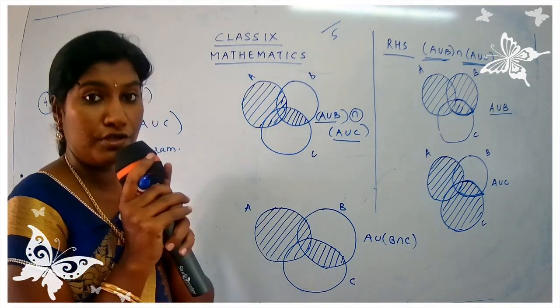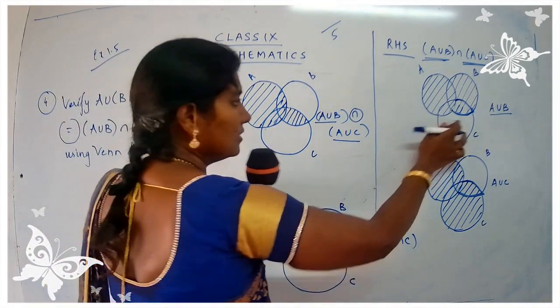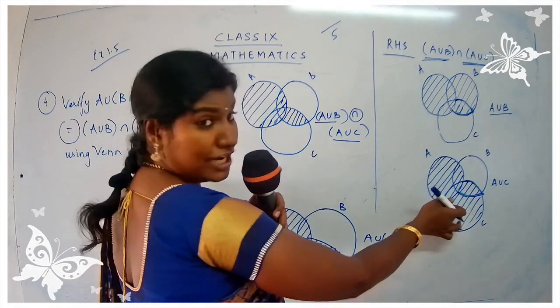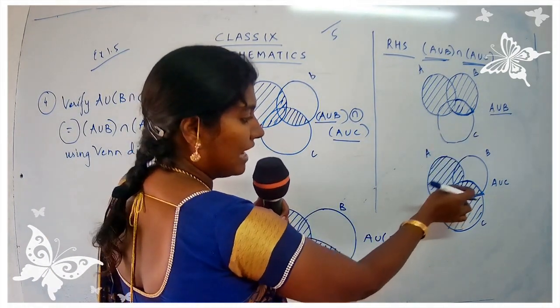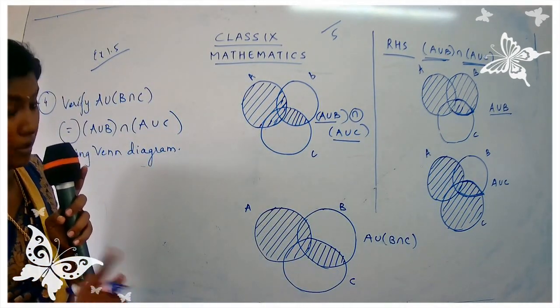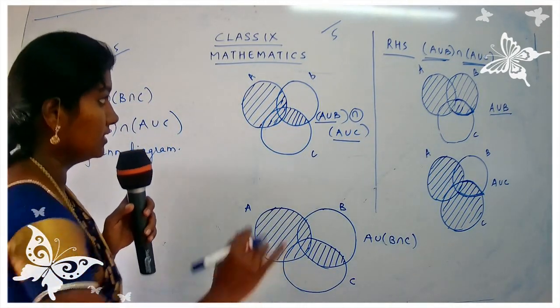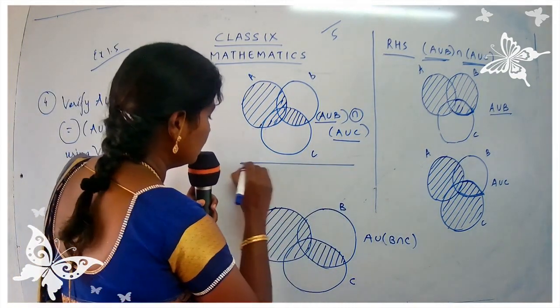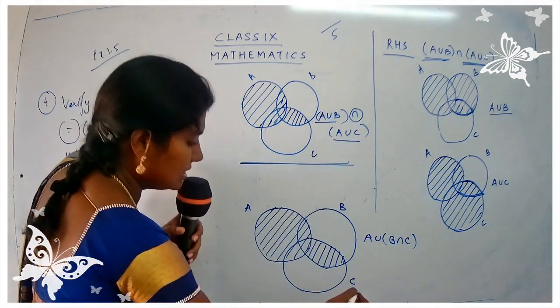Now let us go for the C part. For the C part, this is not shaded, this is shaded, so they are not common. Already we have taken the remaining areas. Yes, children? And one more thing, how to check your answer: this answer and this answer should be the same.